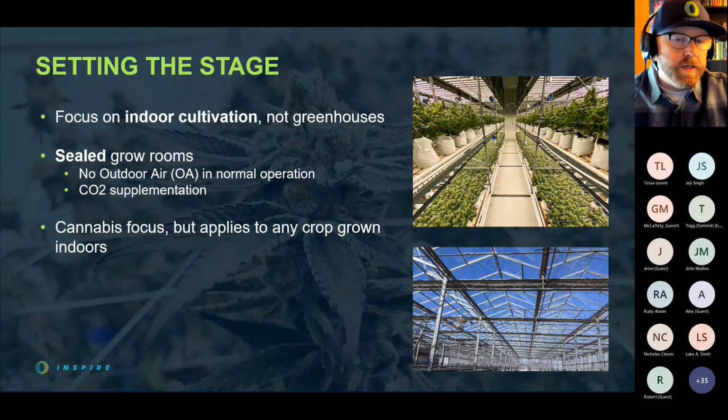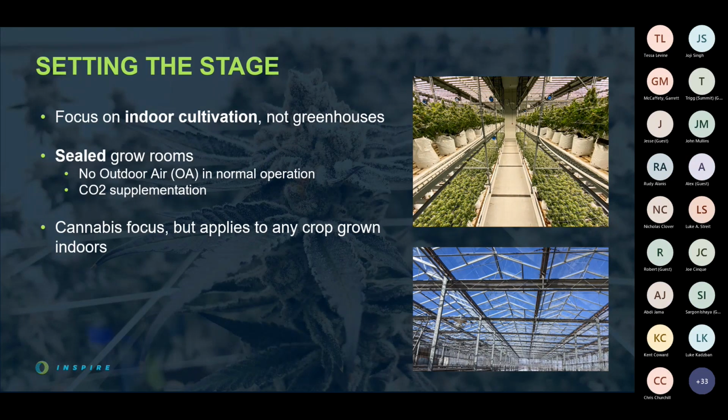So setting the stage a little bit, this talk's going to focus on environmental control for indoor cultivation, not greenhouses. Many of the concepts still apply to greenhouses, but they have their own unique considerations. Keep in mind, too, as we go through this talk, that these are tightly sealed grow rooms with no outdoor air being introduced in normal operation. Everything is fully recirculating because we are also supplementing CO2 into these spaces. And finally, our talk today will focus on the cultivation of cannabis. But again, these concepts can apply to pretty much any crop grown indoors with their own unique species considerations.